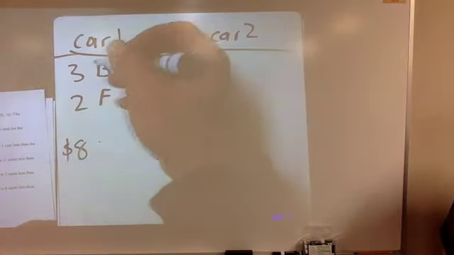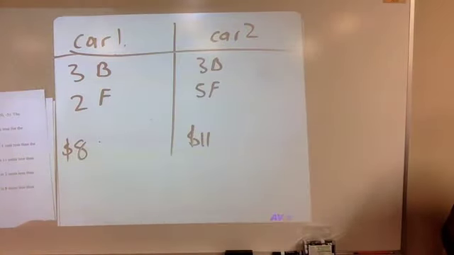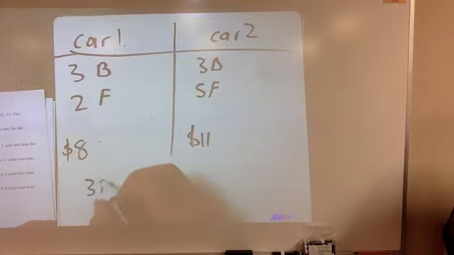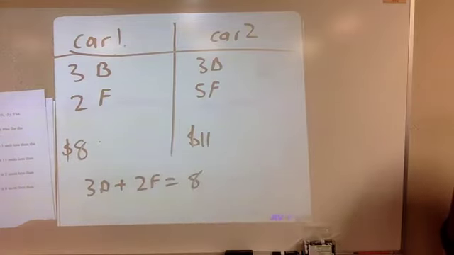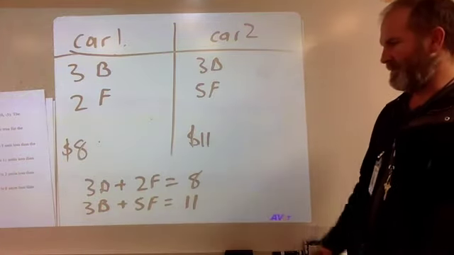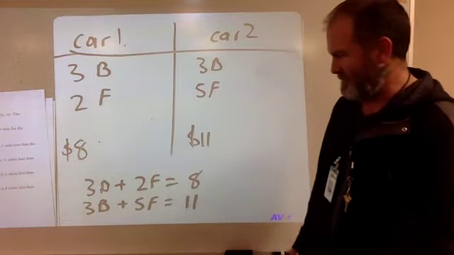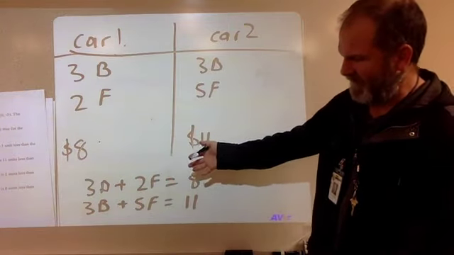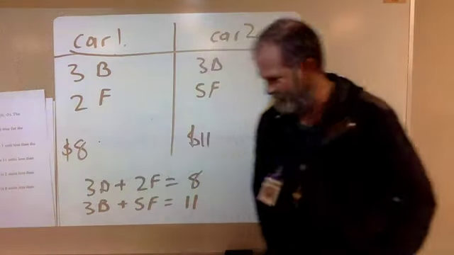So here you say 3 burgers plus 2 fries equaled $8. So that's what you write down. 3 burgers plus 2 fries equaled 8. In car 2, it was also 3 burgers, and that actually looks like a B, plus 5 fries equals $11. Now you're right back to where we were before. Now you can eliminate one of these variables, and what you're going to eliminate this time is going to be the first one, the B, because they're both the same.